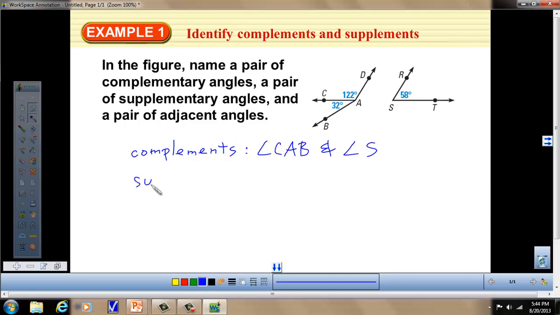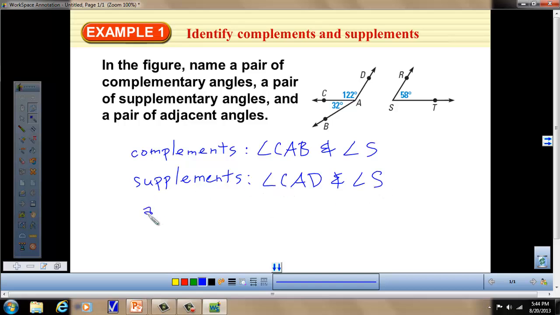For the supplementary angles, or supplements, these are the ones that add up to 180. In this case, look at this, 122 plus 58 gives me 180. So therefore angle CAD and angle S again are supplements.